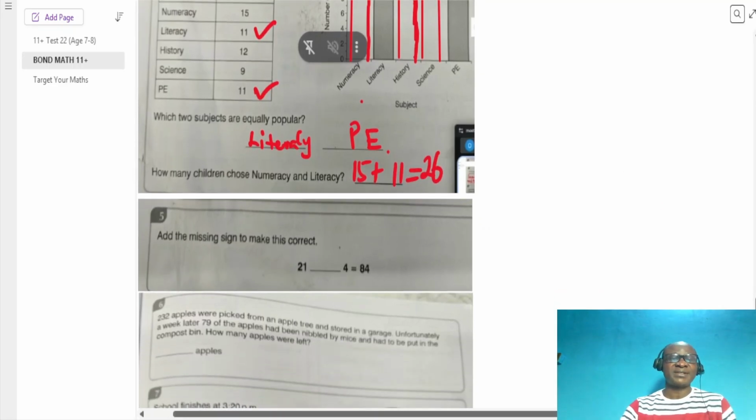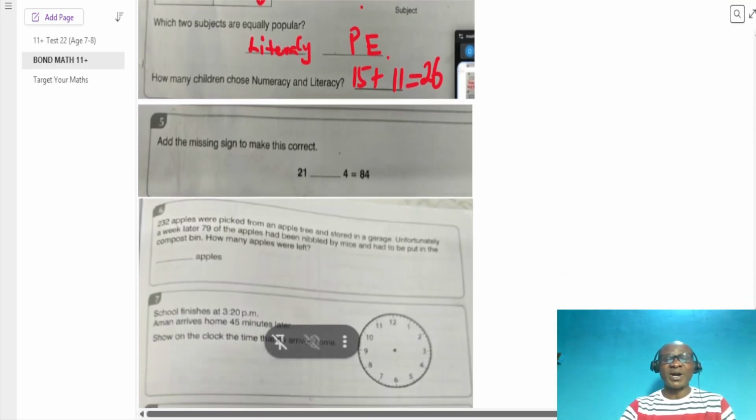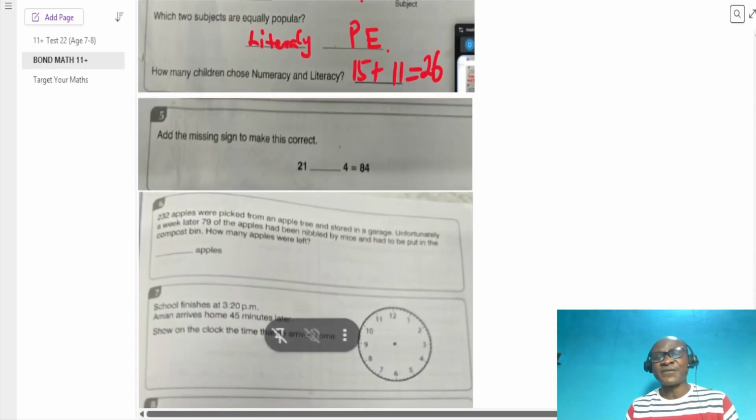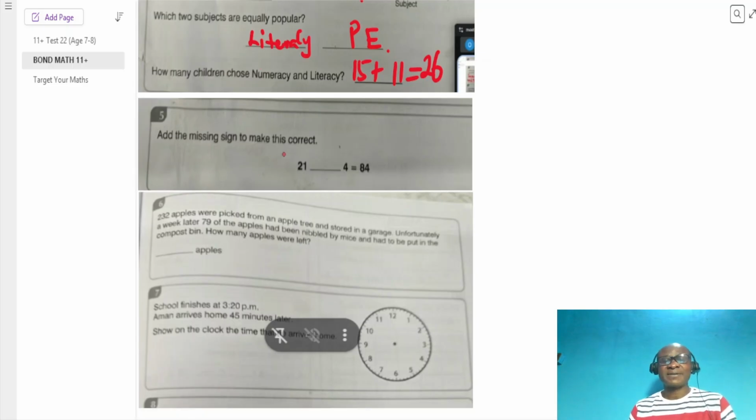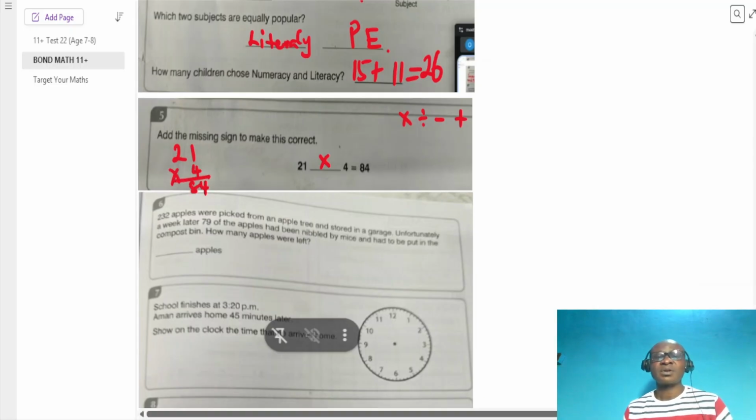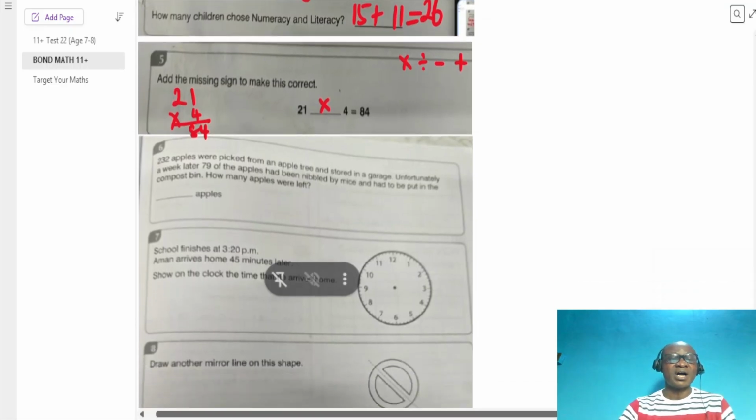Let's go to another one. Add the missing sign to make this correct. What do you think I should put? 21 _ 4 equals 84. What sign will I use? Is it times? Is it division? Is it subtract? Is it addition? Which one should it be? It is times, that is correct, because 21 plus 4 doesn't equal 84. Yes. But when you do 21 times 4, you get 84, isn't it? Yes. Accurate. Let's go on.